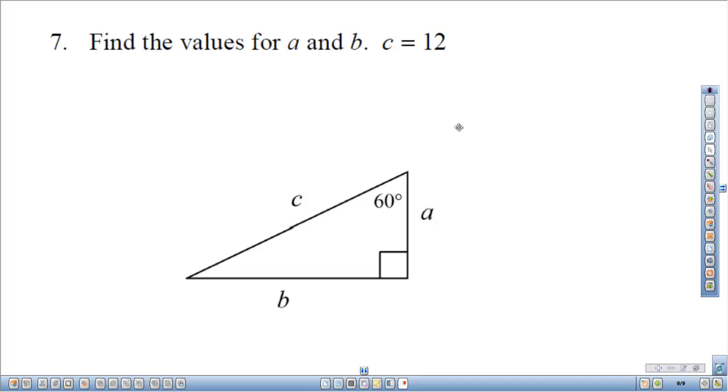Okay, here's number 7. They ask us to figure out the values for A and B, and they tell us C, so maybe I'll cross C out here and put in a 12. And hopefully you notice that this is a 60-degree angle. Anytime you see a 30-degree angle or a 45-degree angle or a 60-degree angle, one big thing should jump out in your mind. I have to use my special right triangle patterns. All right, so you see that 60, and you can almost jump over here right away and fill in that this angle must be 30.